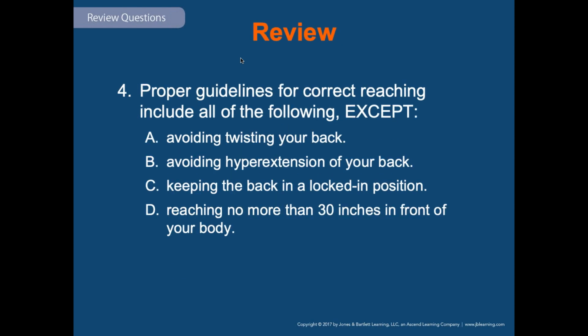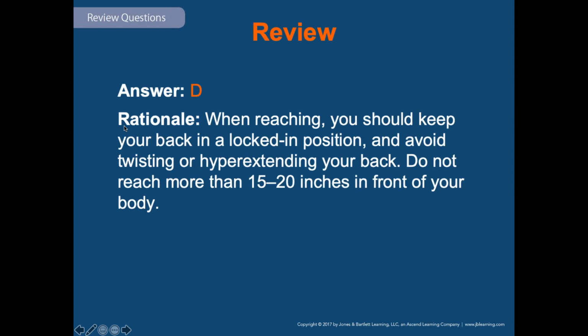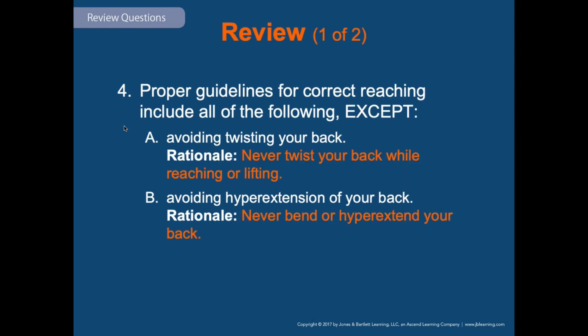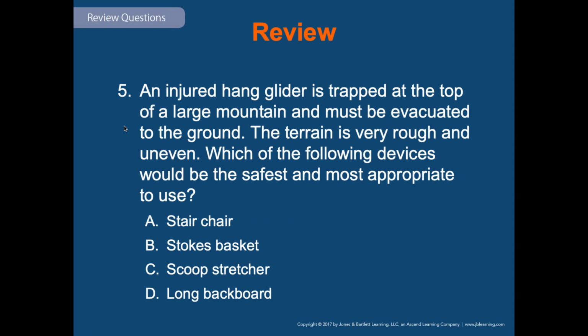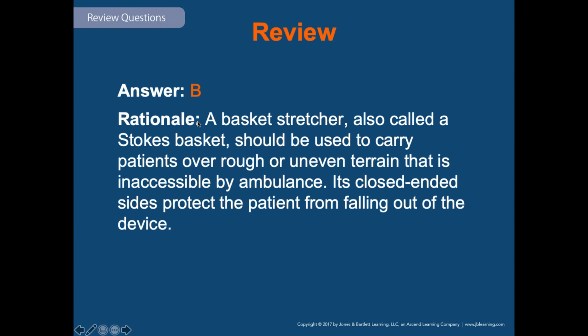Number 4, proper guidelines for correct reaching include all the following except... All right, and the answer is D. Number 5, an injured hang glider is trapped at the top of a large mountain and must be evacuated to the ground. The terrain is very rough and uneven. Which of the following devices would be the safest and most appropriate? A lot of B's. And B it is.